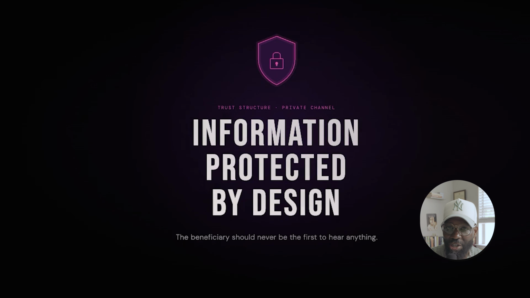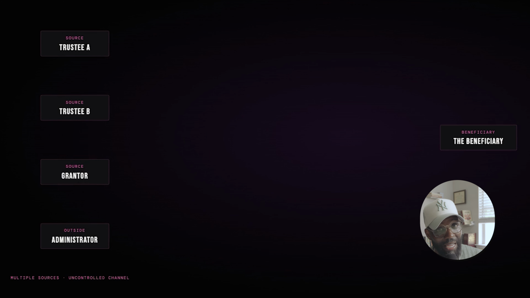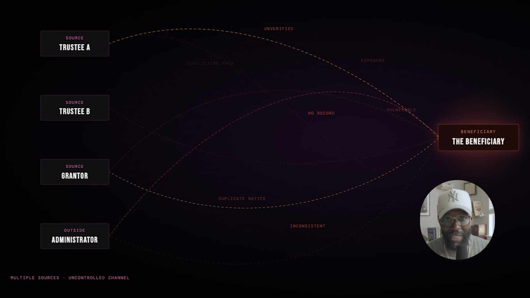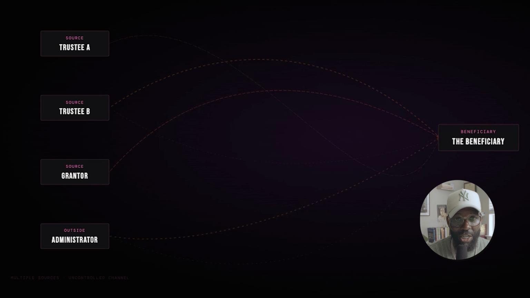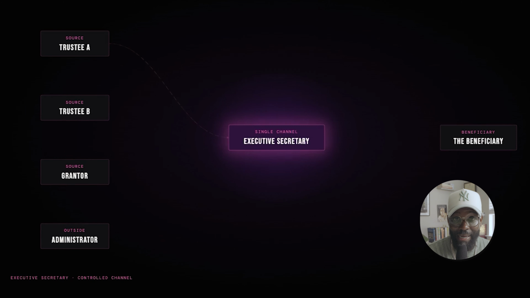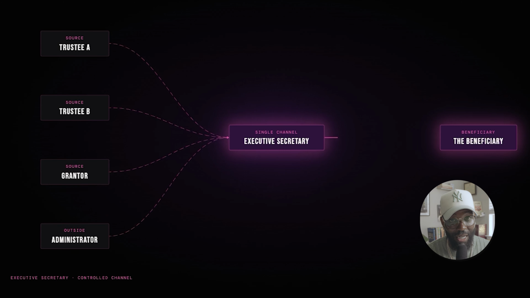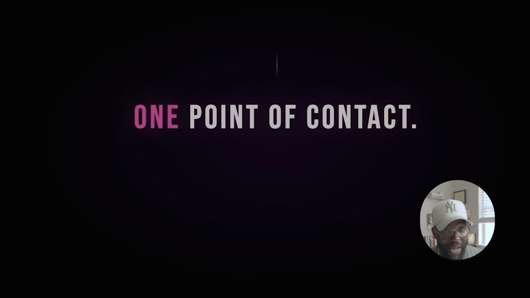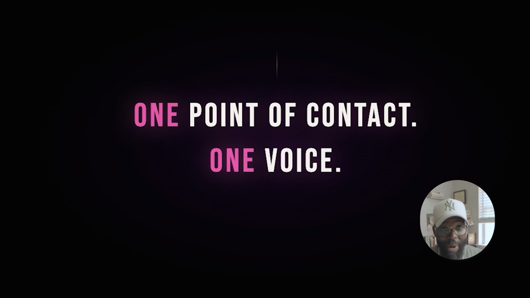Think about why that matters. In a privately held trust structure, information is protected by design. When beneficiaries receive information directly from multiple sources, trustees, the grantor, outside administrators, that creates noise, inconsistency, and potential vulnerability. The Executive Secretary creates a single controlled channel, one point of contact, one voice, one paper trail.